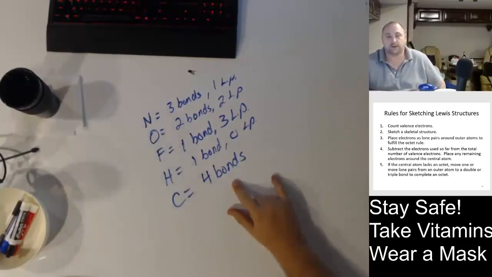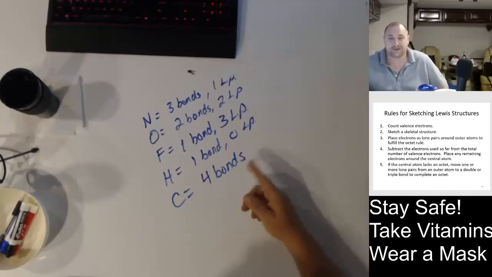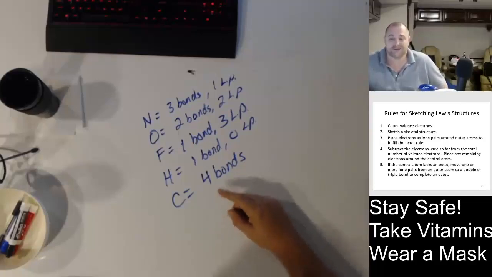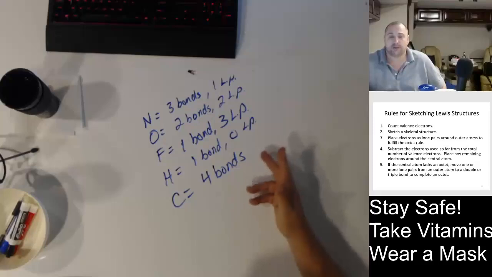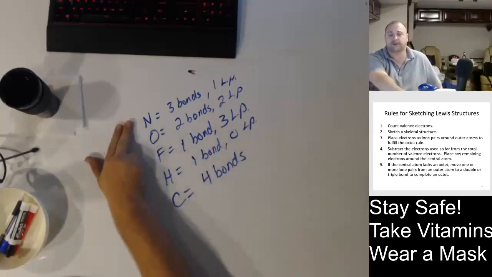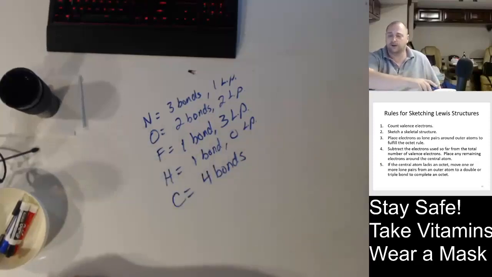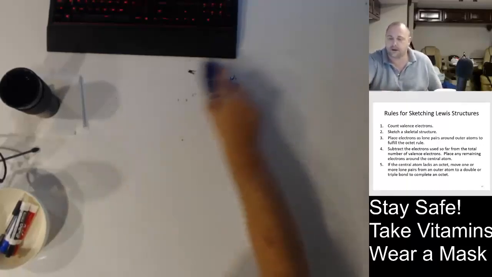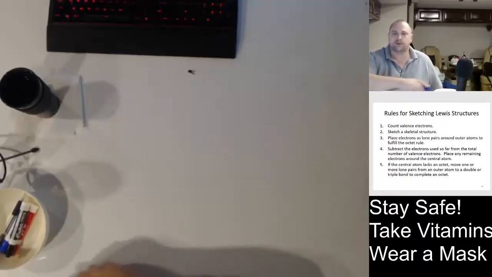So I'd say carbon, how many bonds does carbon make? 4. How many bonds does hydrogen make? 1. How many bonds does a halogen make? 1. How many bonds does nitrogen make? 3. How many bonds does oxygen make? 2. Oh man, not too bad. This stuff is pretty straightforward.